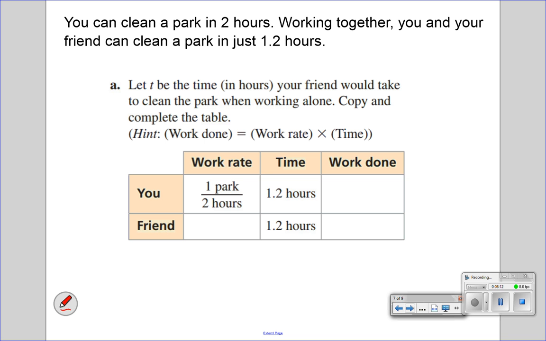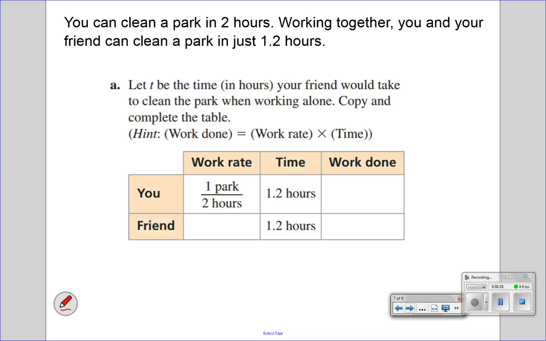All right, you can clean a park in 2 hours. Working together, you and your friend can clean a park in just 1.2 hours. T is going to be the time in hours your friend would take to clean a park alone. So T is the amount of time your friend takes to clean a park by himself.